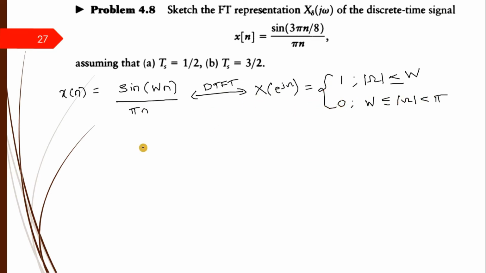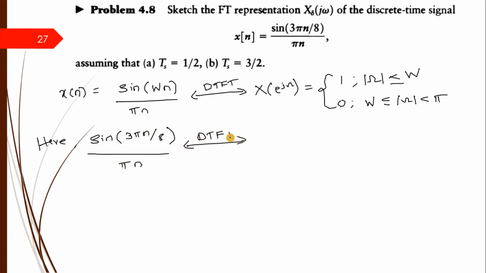It is a solved example. Now here, what is given? sine 3 pi n by 8 divided by pi n. Its DTFT, X of e raised to j omega. Here I'm just making some change. In place of W, I'm having 3 pi by 8. So 1 for omega less than or equal to 3 pi by 8.